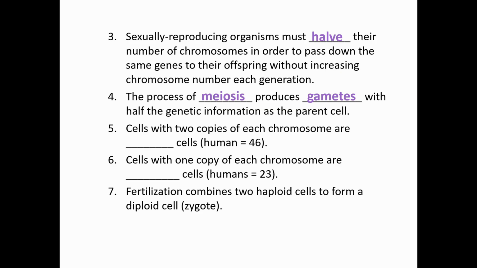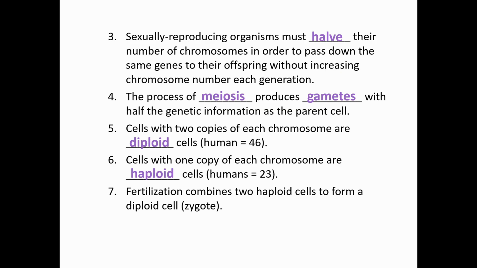Meiosis is going to produce those gametes, the eggs and the sperm, that are going to have half of that genetic information. Now, like I mentioned on the previous slide, if you have 2 copies of each chromosome, those cells are diploid. Think di is 2, right? If you remember back in the macromolecules lab and lecture, we talked about disaccharides, meaning 2 sugars. So diploid, 2 copies of chromosomes.